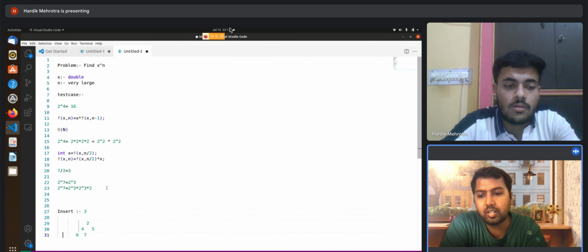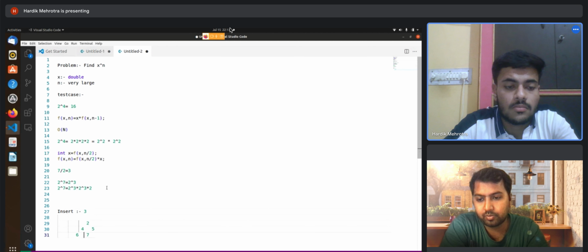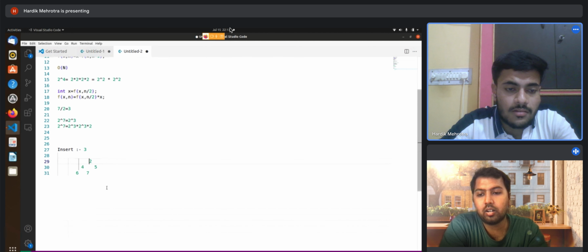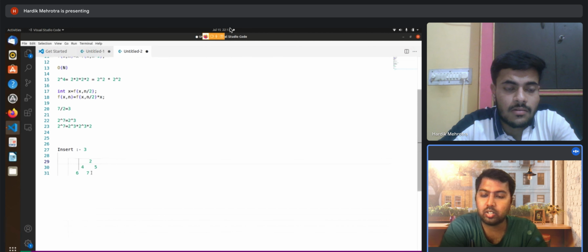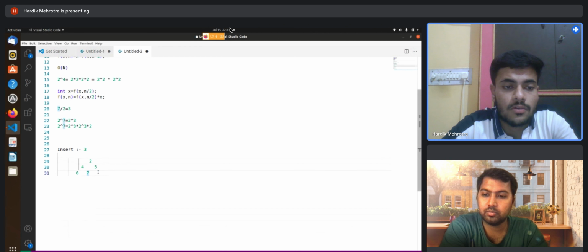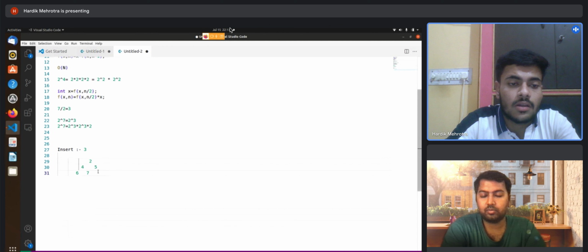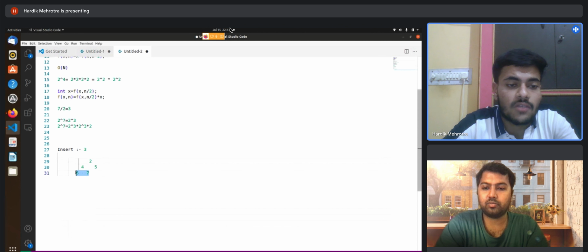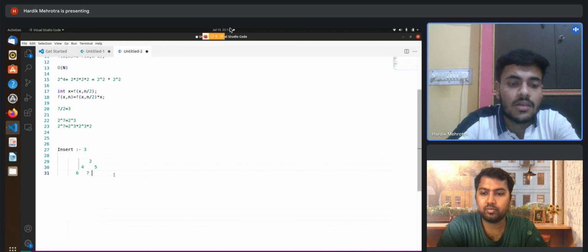So is this a min heap? Yes, sir, it is a min heap. Okay, let's first try to insert a value into that. Since these two positions are filled in the last level, I will add the element 3 in the left part of 5.